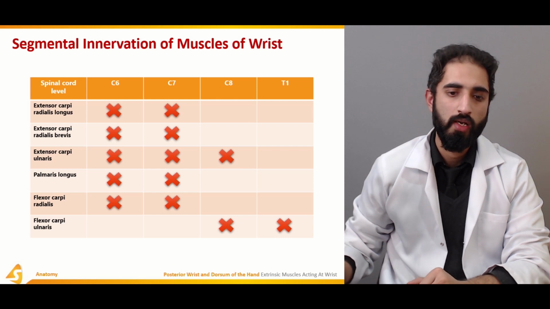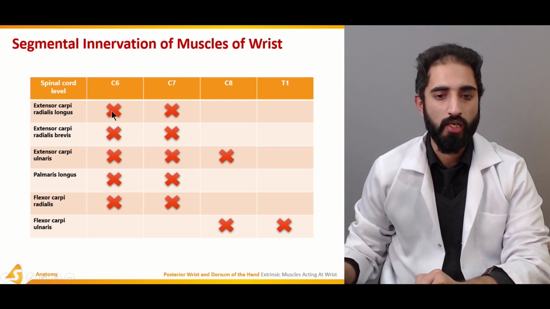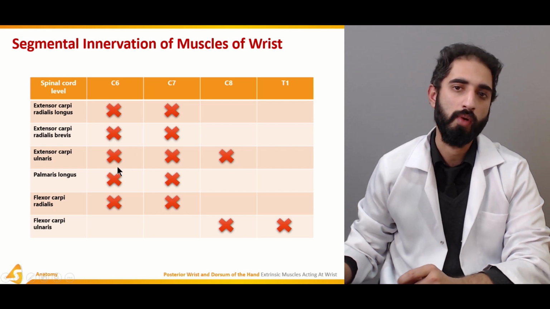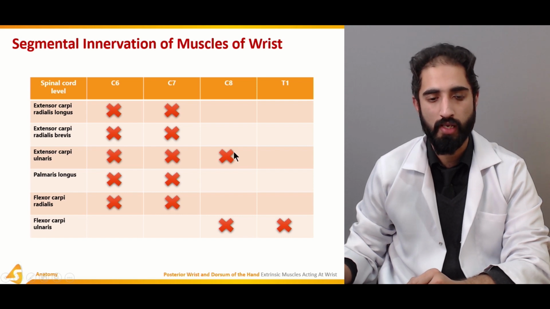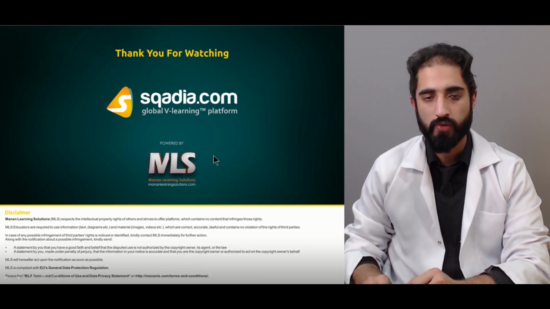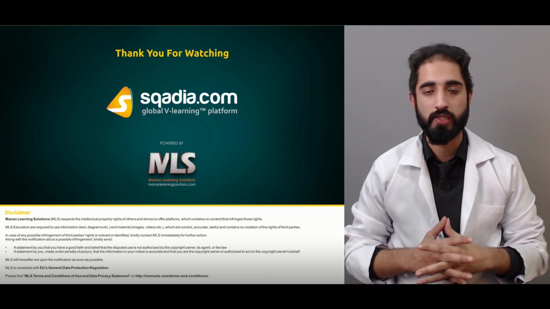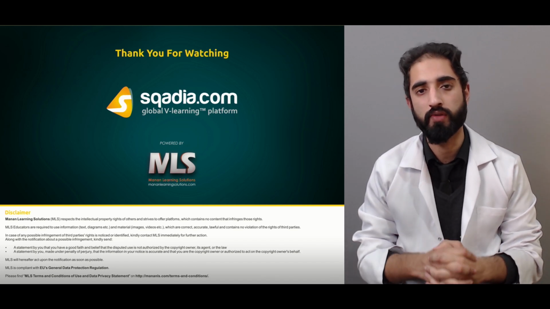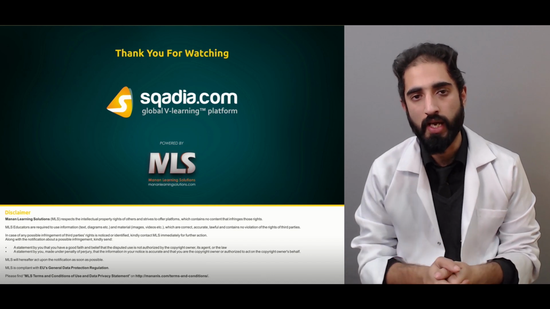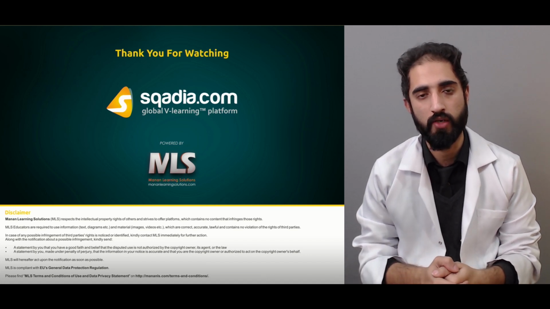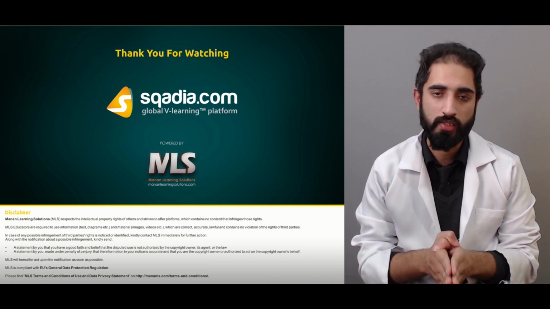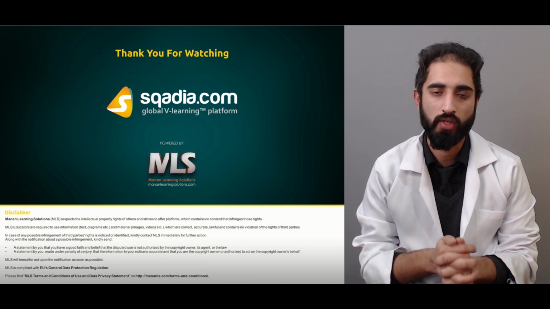As we can see here, extensor carpi radialis longus C6, C7, extensor carpi radialis brevis C6, C7, however, extensor carpi ulnaris C6, C7 and C8. So that was all about the extrinsic muscles acting at the level of the wrist, which are also known as common extensors of the wrist, which are commonly involved in a clinical condition called lateral epicondylitis or tennis elbow. And we discussed their origin, insertion, action, and nerve supply.